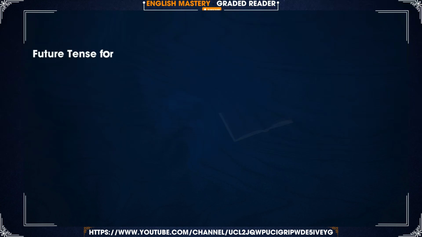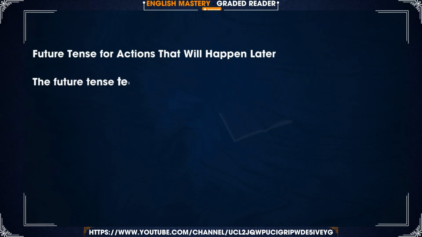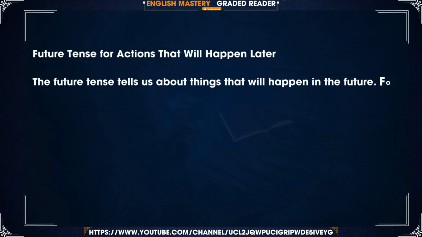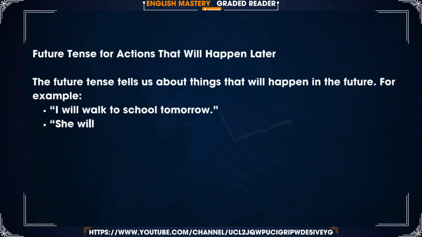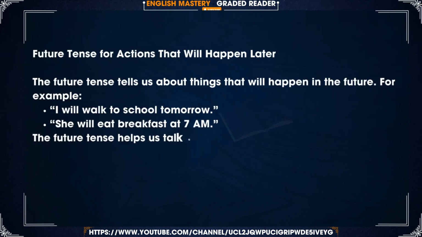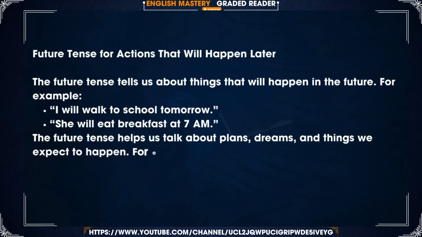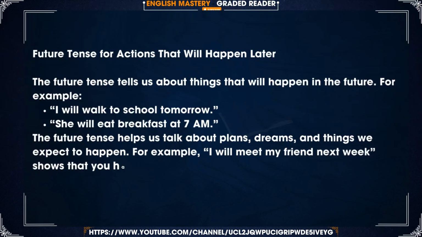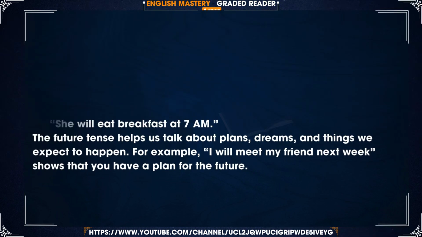Future tense for actions that will happen later. The future tense tells us about things that will happen in the future. For example, I will walk to school tomorrow. She will eat breakfast at 7 a.m. The future tense helps us talk about plans, dreams, and things we expect to happen. For example, I will meet my friend next week shows that you have a plan for the future.